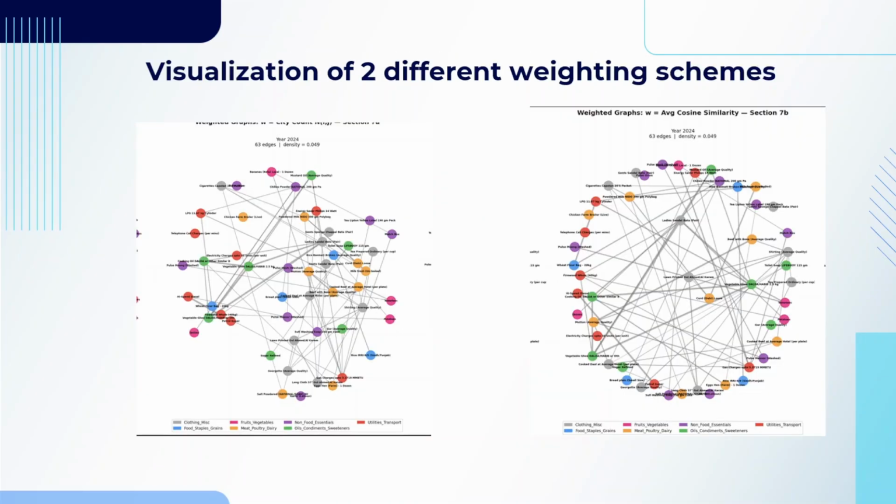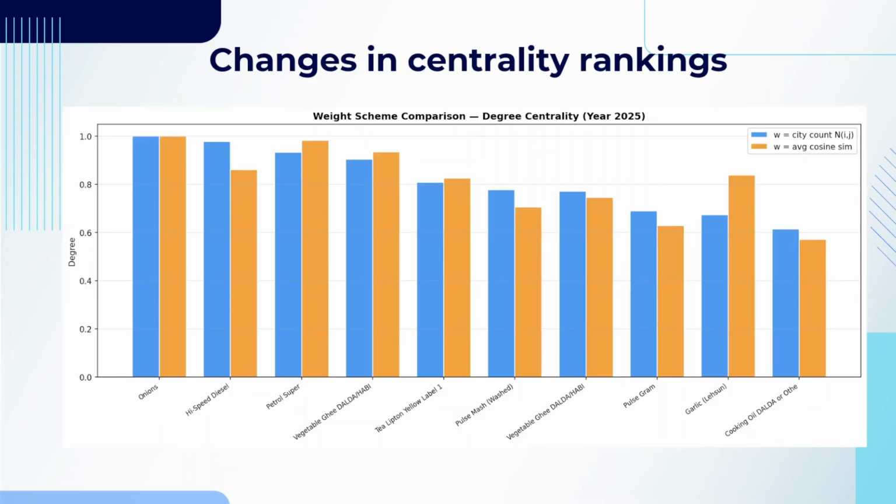The first scheme is city count, where edge weight equals the number of cities that experience the price shift. Thicker lines here represent national breadth. The second scheme is average similarity, where weight equals the actual cosine score. Thicker lines here represent intensity, even if it only happened in a few cities. Because we use weighted centrality, these schemes completely change our item rankings. As you can see in the comparison chart, an item might have a blue bar, meaning its price movements are a widespread national phenomenon. But a smaller orange bar means that the mathematical correlation wasn't as intense.